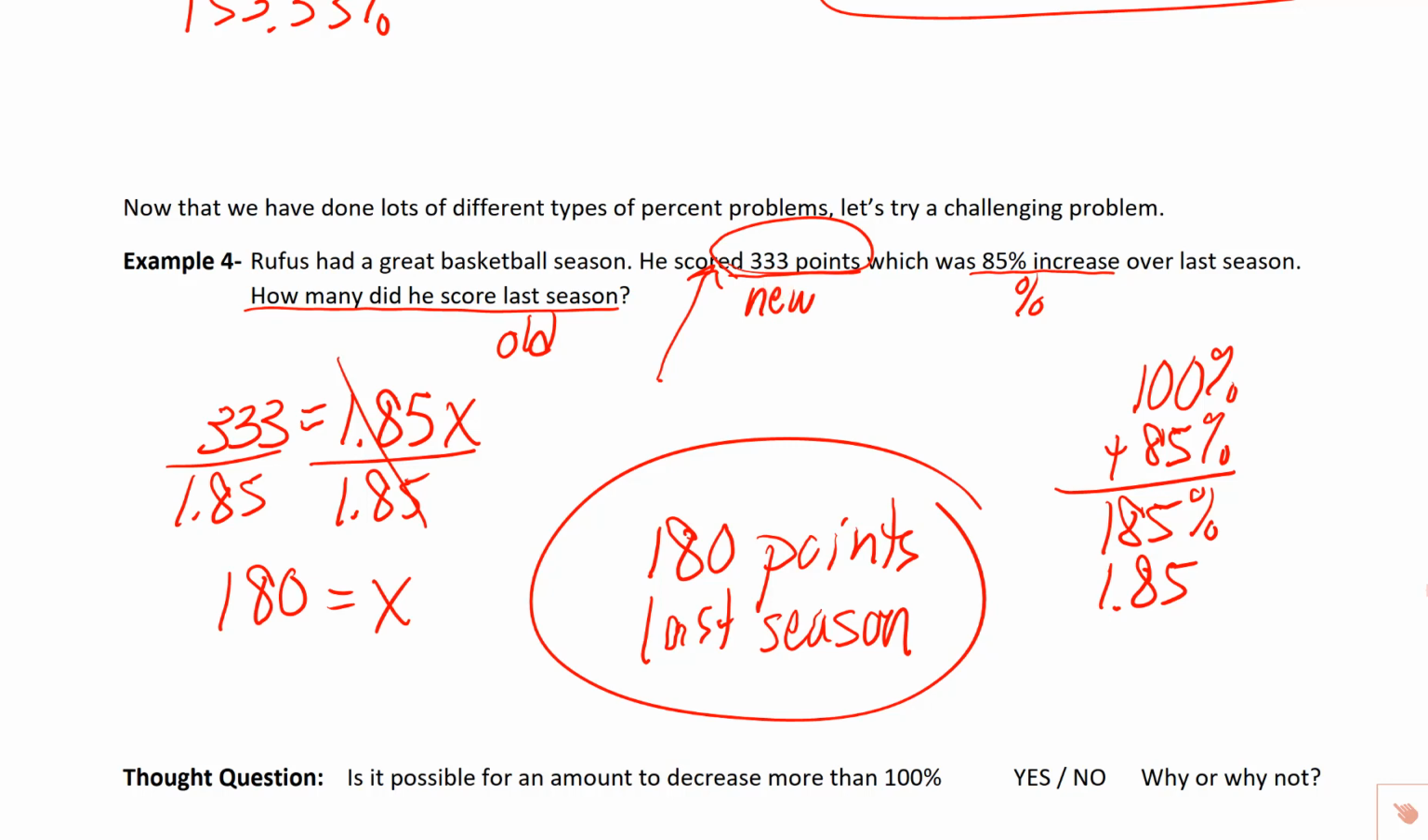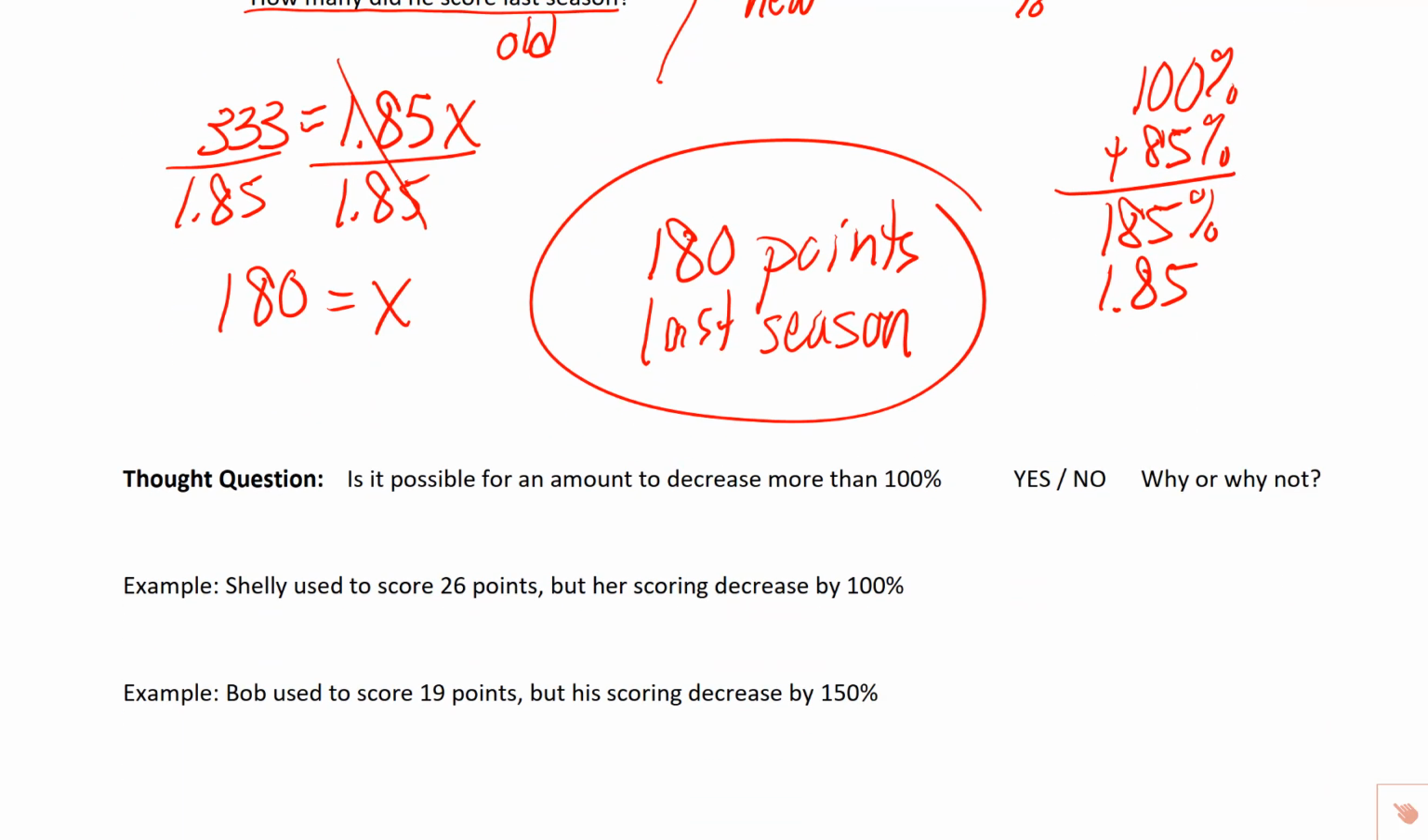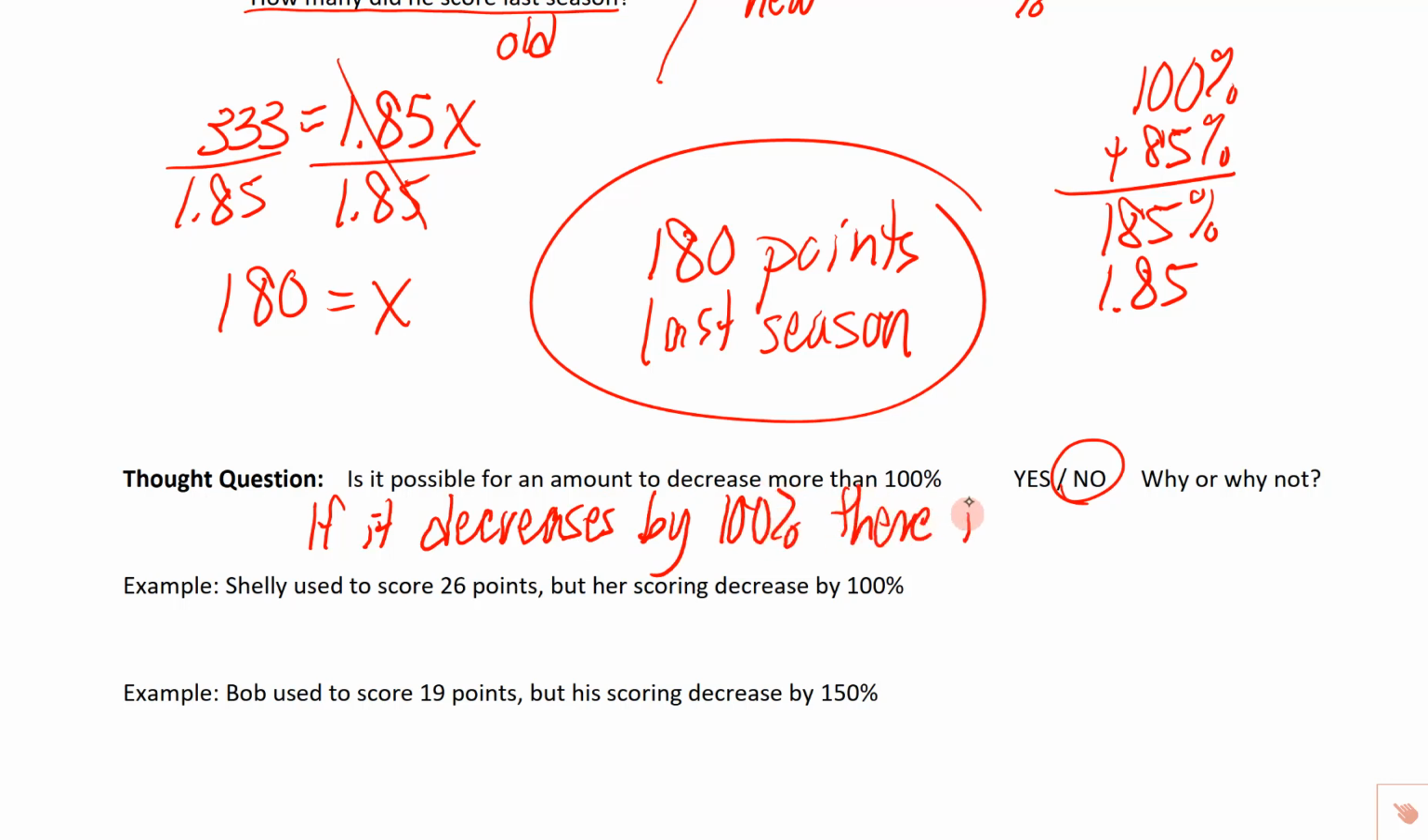Okay, last of all, let's look at this thought question. Is it possible for an amount to decrease more than 100%? So think about that. And I'm going to tell you that it is not possible. Why or why not? Well, if something decreases by 100%, then there's nothing left. So it can't decrease anymore if there's nothing left.